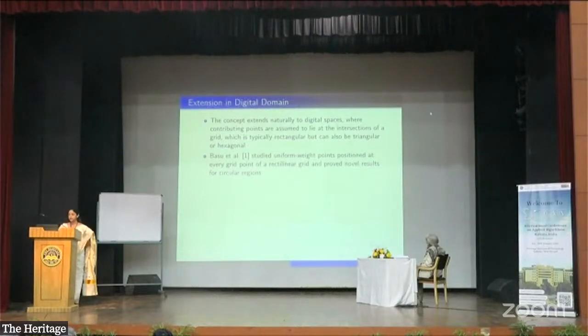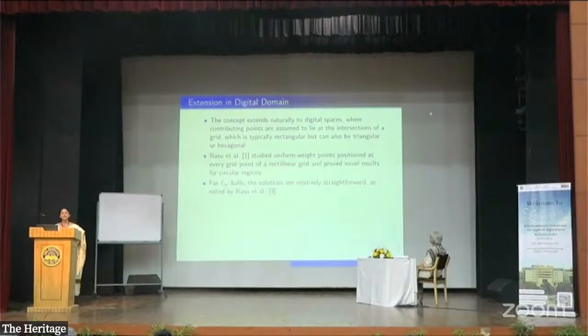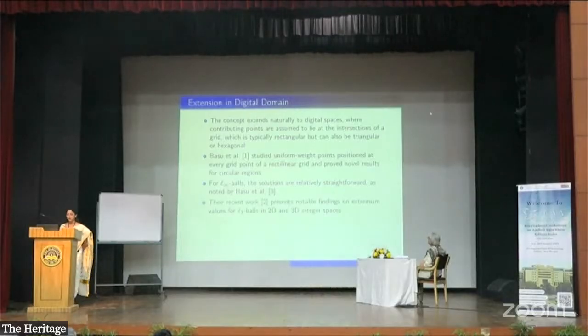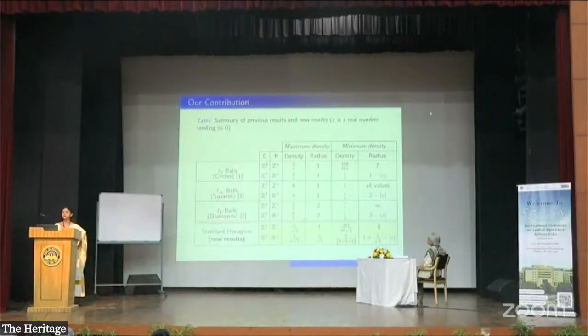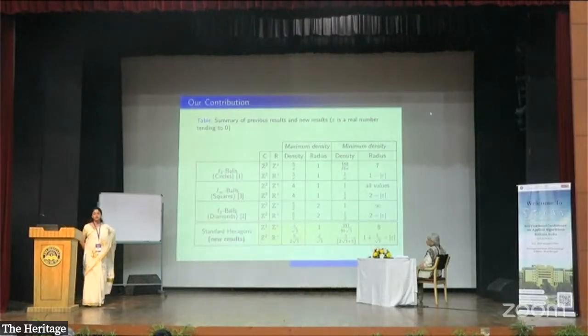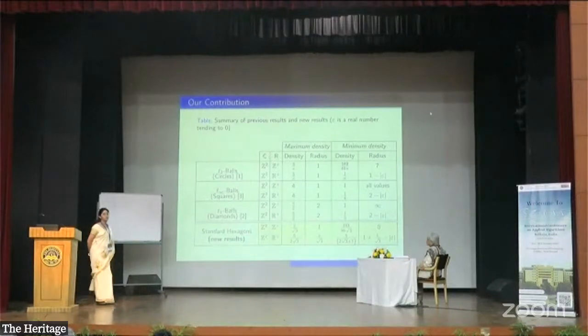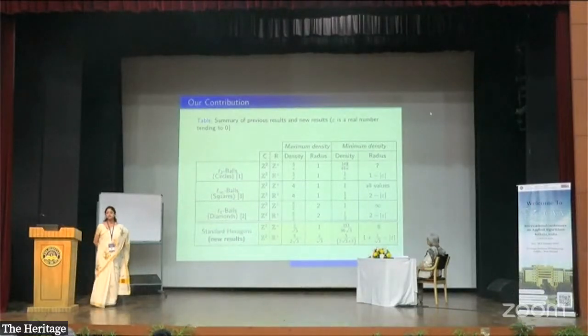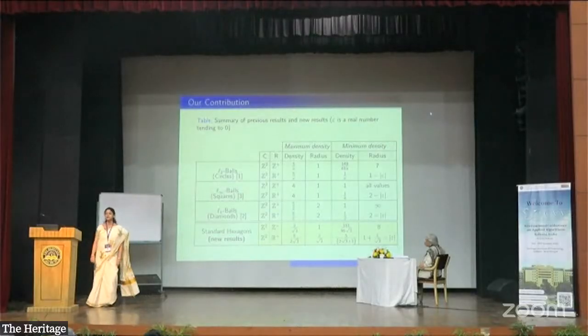We have observed some nice results for uniform weight points present at every grid point of a rectilinear grid for circular floor, for square, cube, and hypercube, n-dimensional hypercube, for L1 balls, that means diamond and octahedron. So this table we are presenting here along with our previous results, and in the last row our new results. So we can see that there are different LP balls, and density extrema of these LP balls under different constraints. Here C is the center, which can be either integral or real, and R is the radius, that also can be integral or real.